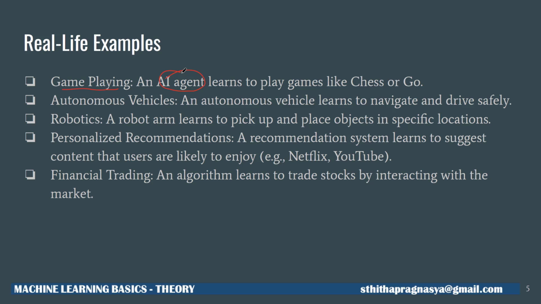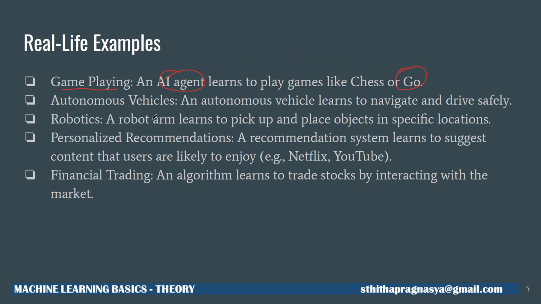The agent starts with no knowledge of the game and learns by playing many games, receiving rewards or penalties based on the outcomes of its actions. Over time, the agent learns to play the game at a high level, often surpassing human expertise. For example, AlphaGo beating the world champion in Go.